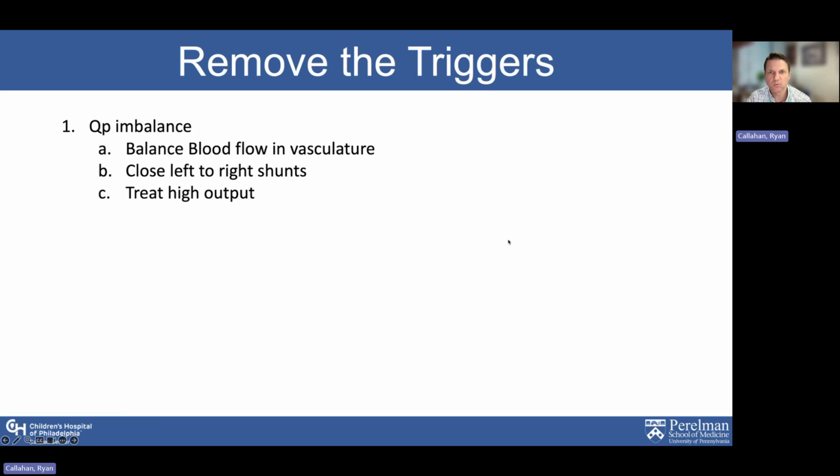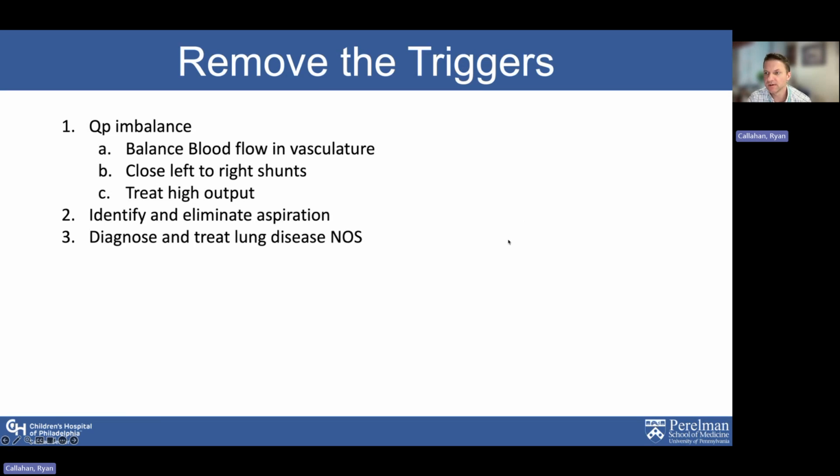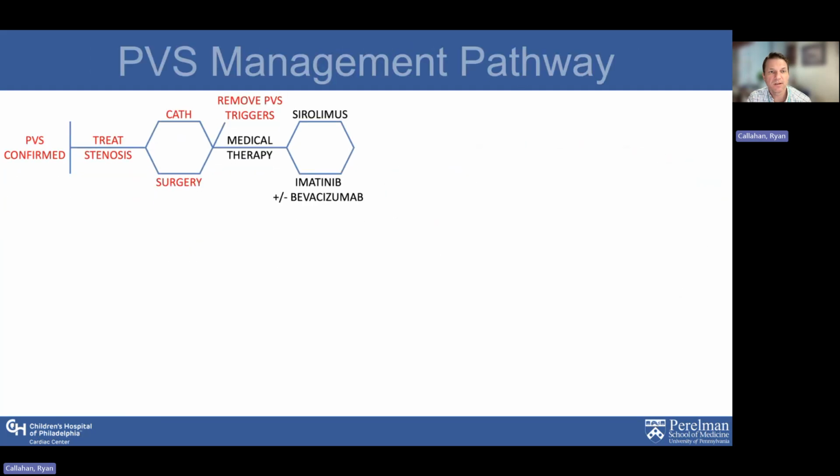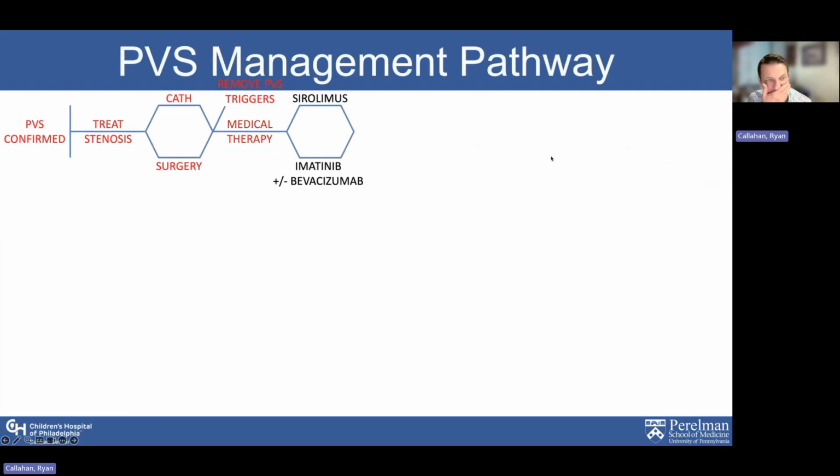This slide just shows that we do put thought into trying to remove the triggers, the stimulus for the disease once we make the diagnosis, but I'm not going to go into that detail here. Okay, so we've treated them, we've made the diagnosis, we've treated as best we can in the cath lab. We're going to try to remove triggers, and now we want to stop the disease from recurring, and we want to suppress it. And so we use medical therapy for that. There are two big groups of medical therapy. One is imatinib and bevacizumab, or Gleevec and Avastin.